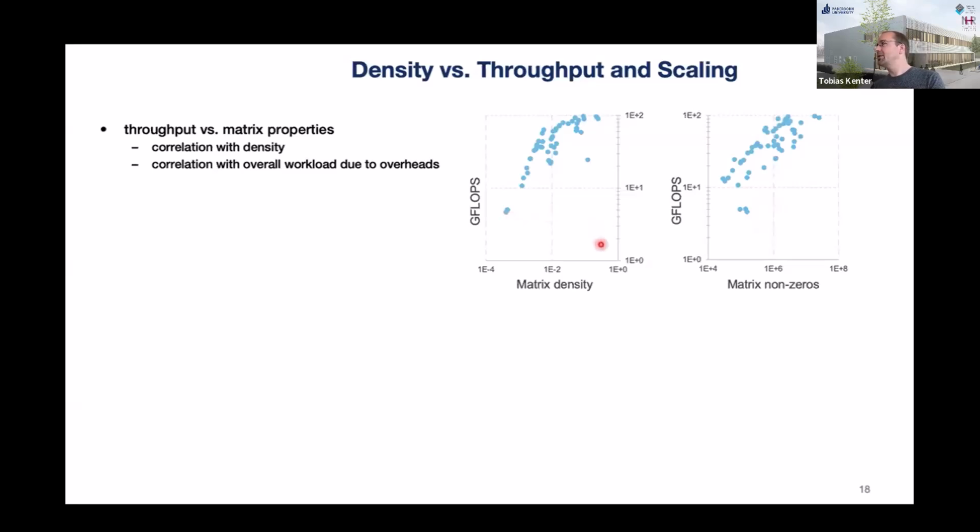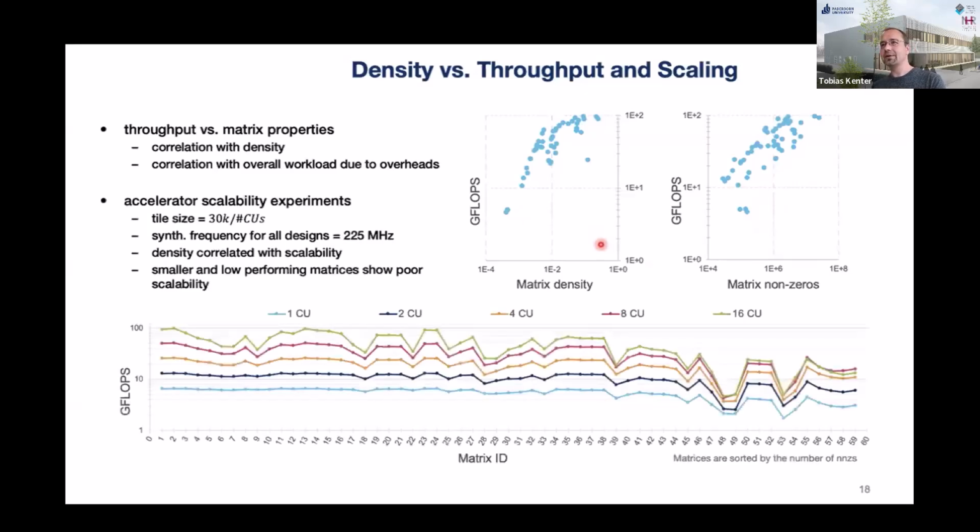We have also investigated the scaling characteristics of our accelerator. So far I talked about a design with 16 compute units. We did an experiment with fewer compute units. For that, we scaled the supported tile size per compute unit such that overall it's always possible to execute matrices with 30,000 dimensions in both directions. All the designs are running at the same clock frequency, even though the smaller designs could run faster, but for a perfect comparison, we fixed it to this.